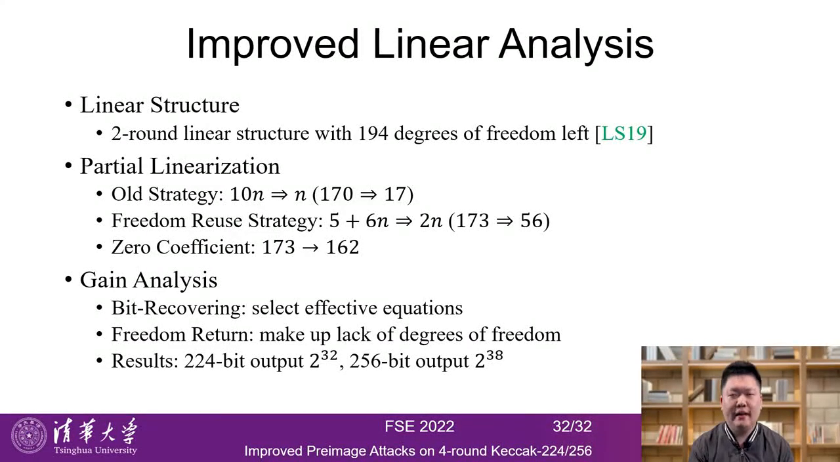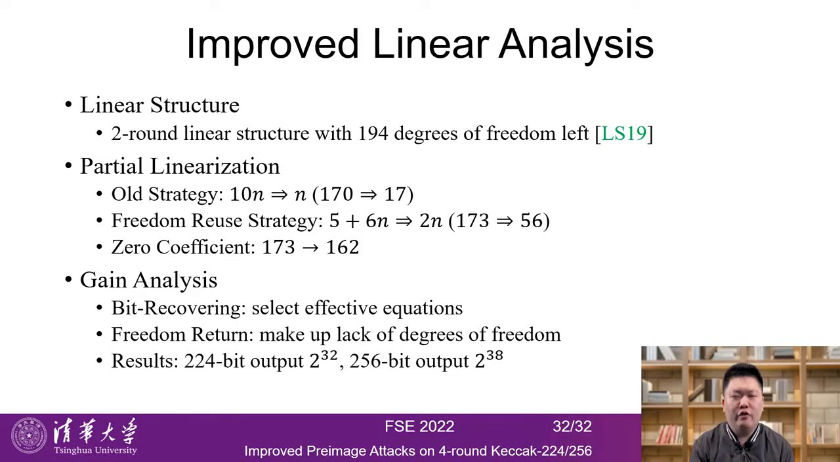So far, we have displayed all the contents we need to explain about our work, and now let us make a summary. In this paper, we provide improved attacks on 400 Keccak-224/256 through linear analysis. The cryptanalysis consists of three parts as listed below. About linear structure, we inherit this part from LS19, which is a two-round structure with 194 degrees of freedom left. Our main improvements are reflected in partial linearization part.